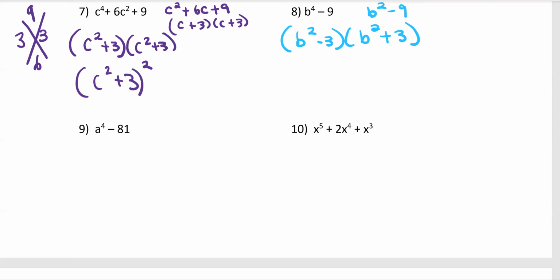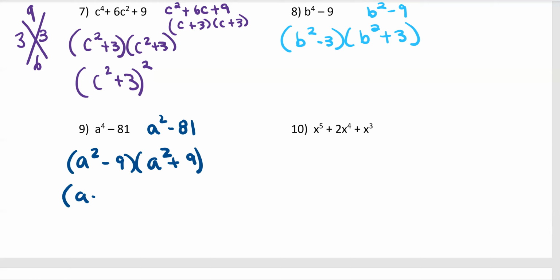Again, if it were a squared minus 81, it's going to factor into a plus 9, a minus 9. But it's a to the 4th, so we need a squared times a squared. Maybe that helps a little bit. And then minus 9 plus 9. Multiply that back together, you're going to get a to the 4th minus 81. But you'll notice a squared minus 9 is a difference of perfect squares. It will factor into a minus 3, a plus 3.